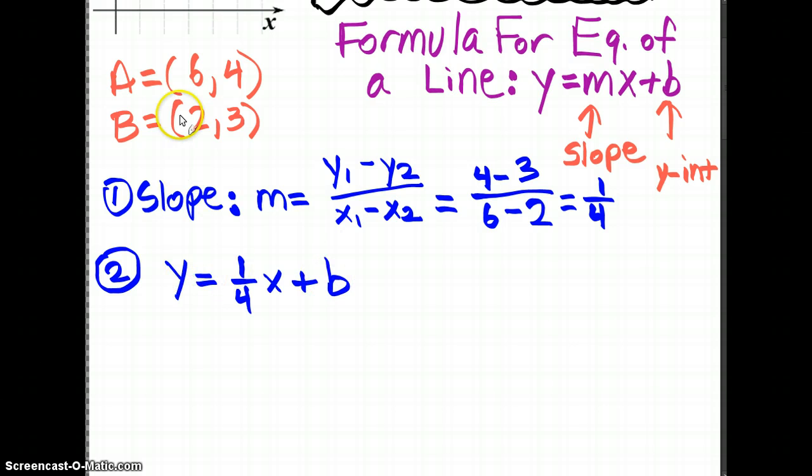Now we can use either of the points A or B to get values for x and y, because remember, every coordinate point that we see, no matter how it's expressed, will always be written where this is the x value and this is the y value. So I could either use the x and y from point A or the x and y from point B.